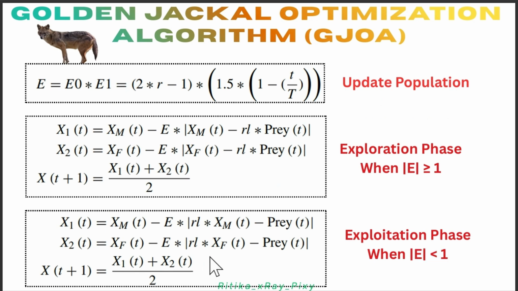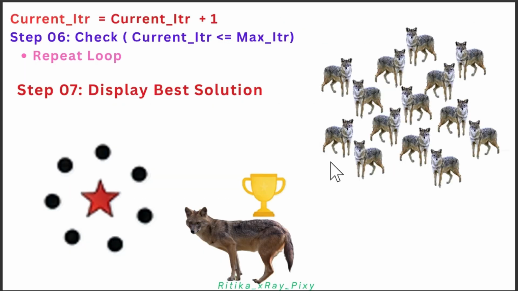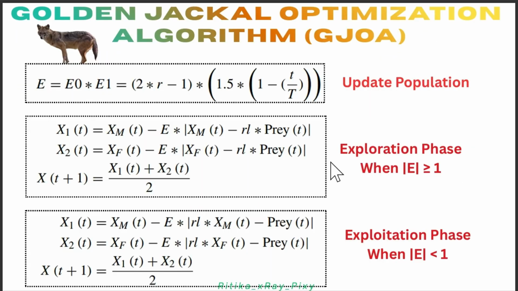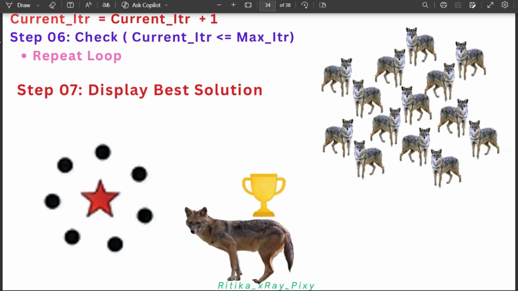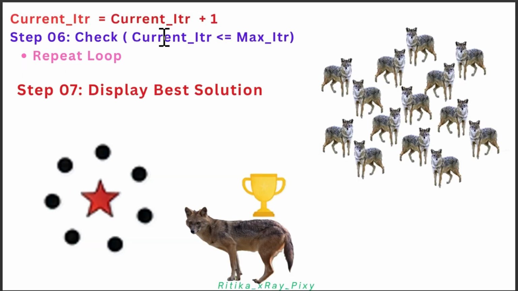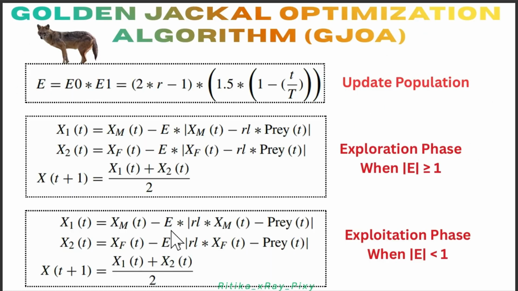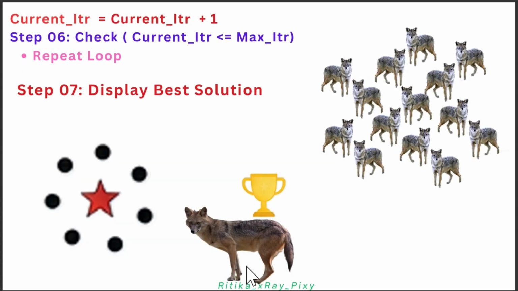Here you can see the mathematical equations that we use in the exploration phase and in the exploitation phase. After this, we will revise the location using this equation, and then increment the counter, current iteration plus 1, and repeat the loop until the maximum iteration. Then we display the output, that is the best solution found so far. This is the final equation that we use to update the position for both prey.